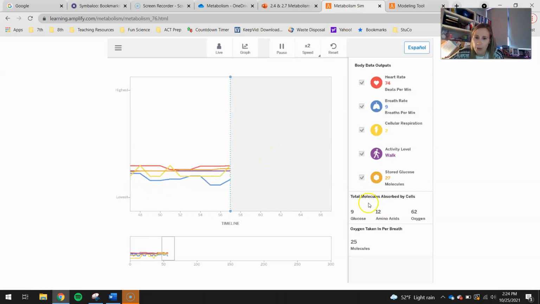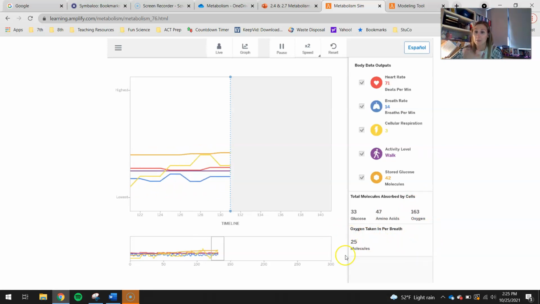And what you're looking for is this little box over here. These are the 4 pieces of data that you guys are collecting. So total molecules absorbed by the cells, you're going to look at how many molecules of glucose are absorbed by your cells, how many amino acids are absorbed by the cells, how much oxygen is absorbed by your cells, and then how much oxygen we are actually taking in per breath.